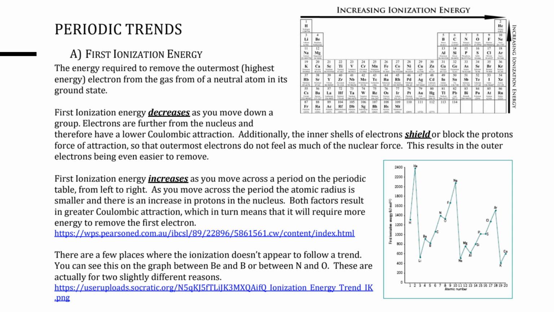First ionization energy increases as you move across a period from left to right. We've talked about this sophomore year. As you move across the period, the atomic radius is smaller, and there is an increase in the number of protons in the nucleus. Both factors result in greater Coulombic attraction, which in turn means it will require more energy to remove the first electron. There are a few places where this does not follow the trend, and you can see on this graph a weird drop between beryllium and boron and between nitrogen and oxygen.